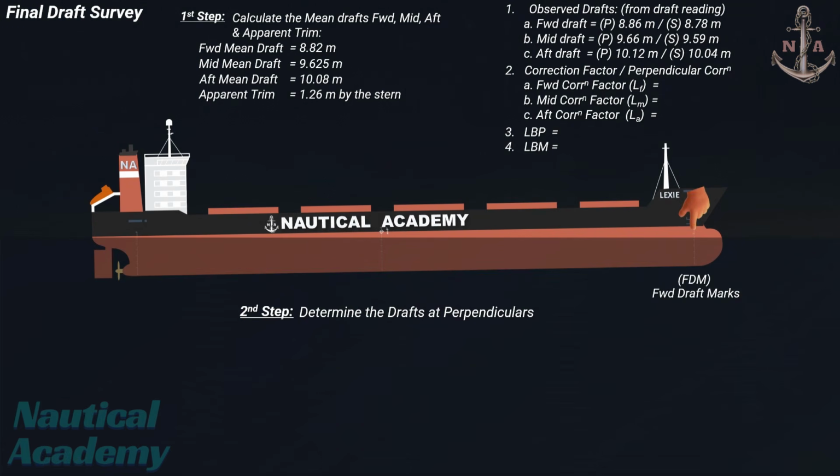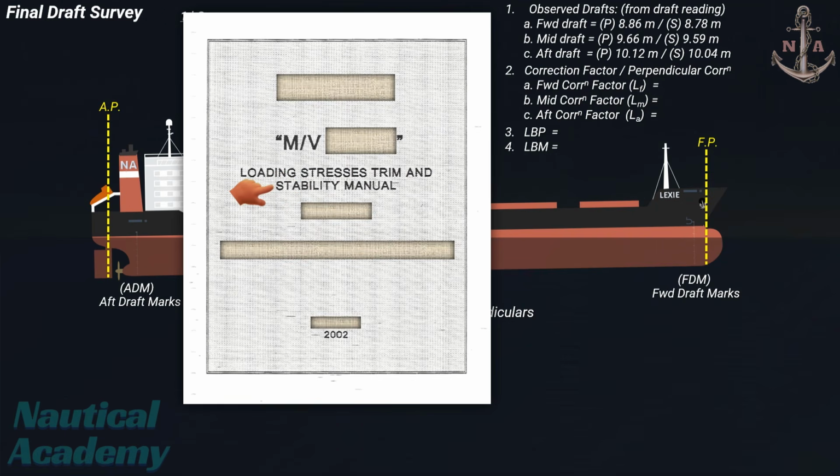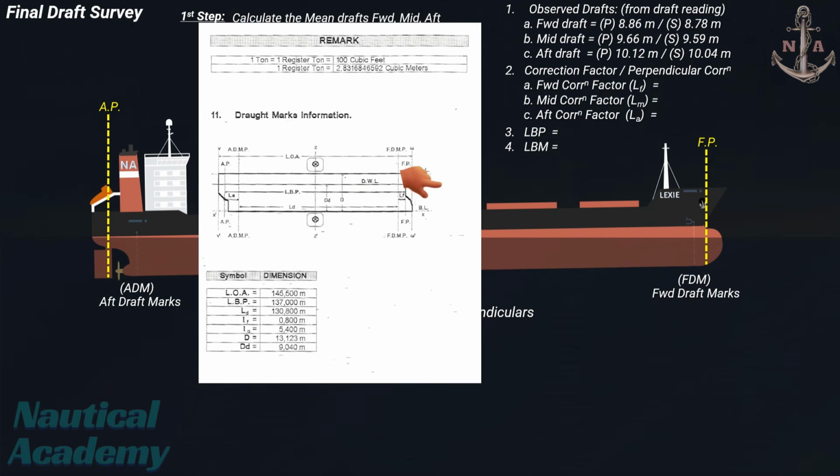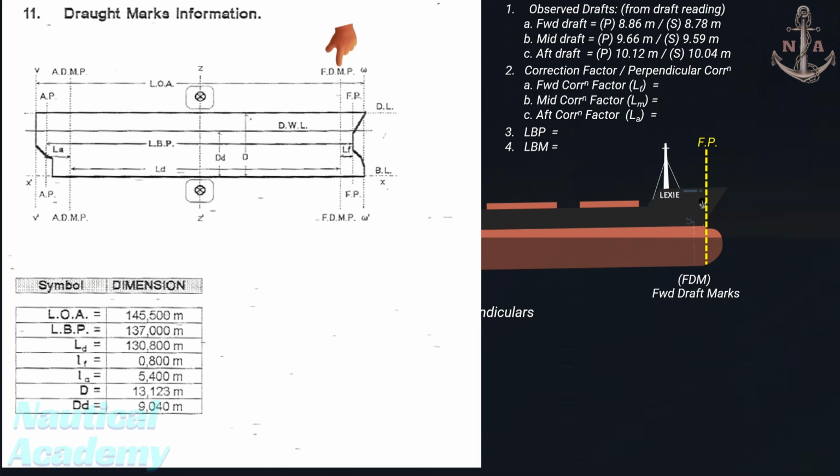To verify whether the draft marks are located at the perpendiculars or not, refer to the ship's stability manual. Let's check the table of contents and look for the section on draft marks information. The details are found on page 20. From the diagram, we can see that the forward draft marks are located here, while the forward perpendicular is shown here. The distance between them is indicated as L sub F, which is 0.80 meter. This means the forward draft marks are positioned 0.80 meters aft of the forward perpendicular. In some manuals, this distance is referred to as the forward correction factor.